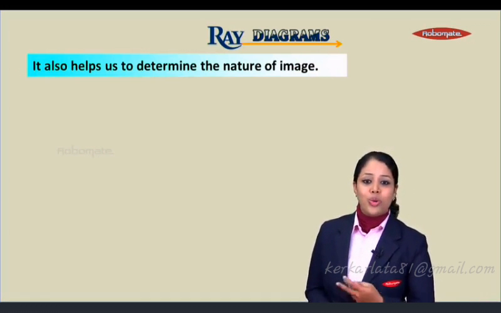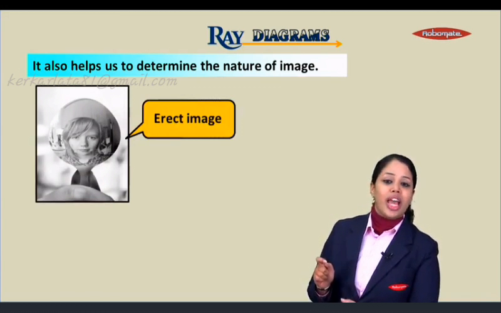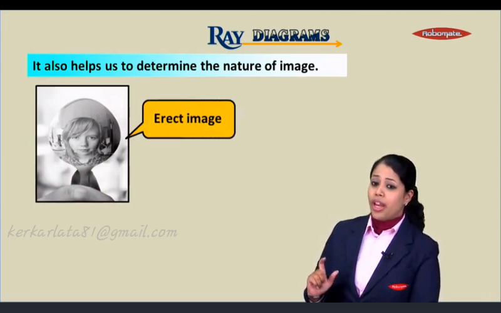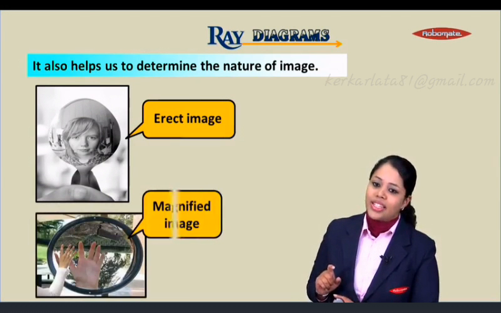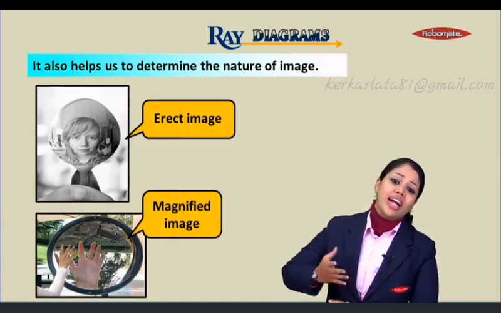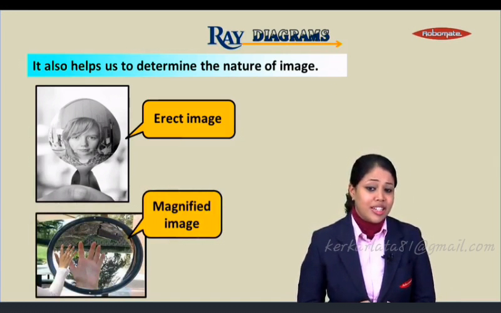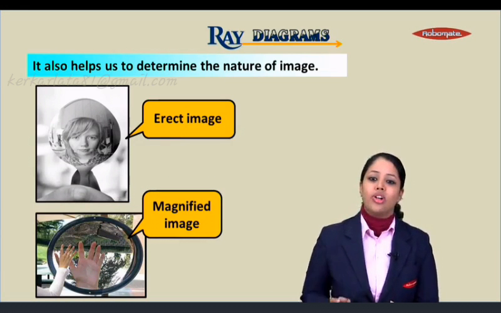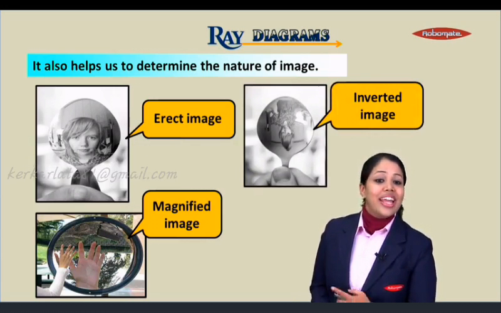Let's understand what you mean by the word nature. Nature means first, the image can be an erect image. Erect means straight. So whenever you get a straight image, we'll say that the image is erect. Next, if you get a larger image, then you call it a magnified image. So in simple terms, if the image is bigger in size than the object, then you will call it a magnified image. Coming to the third nature, that is inverted image.